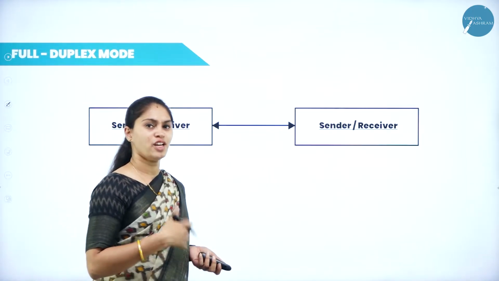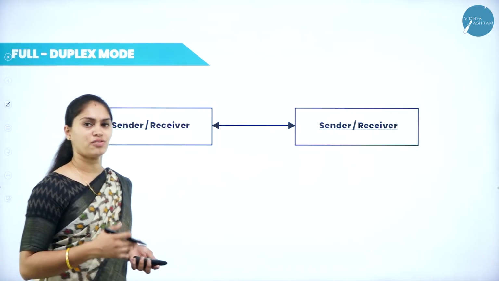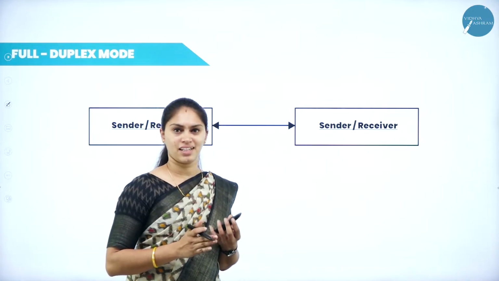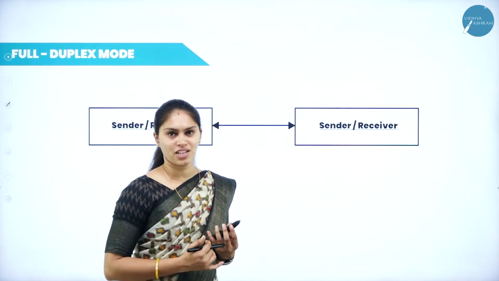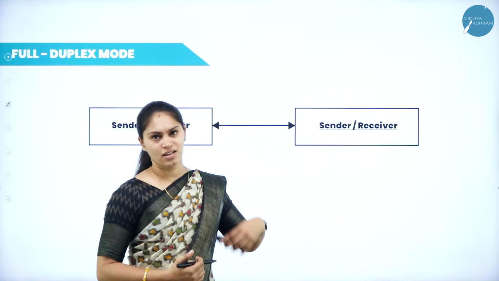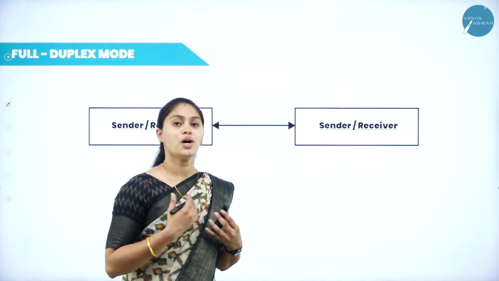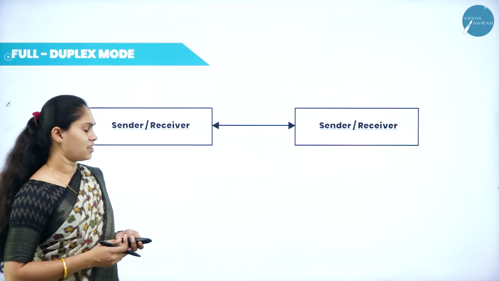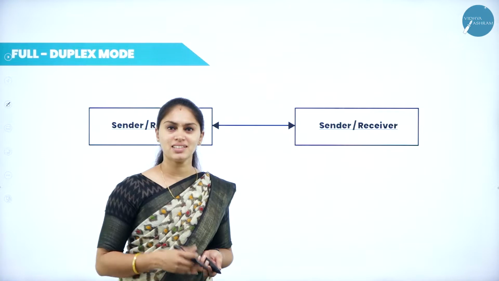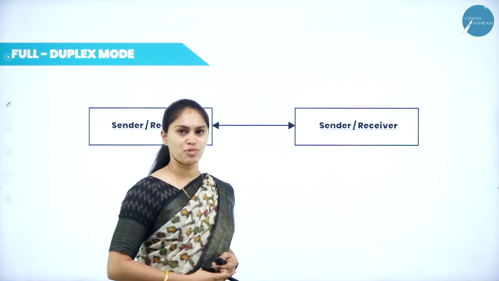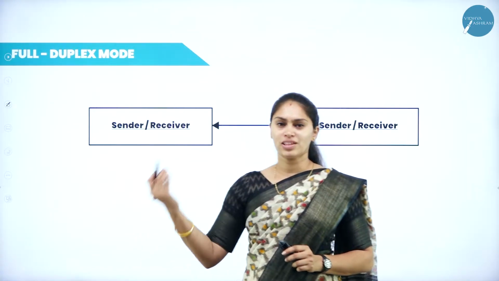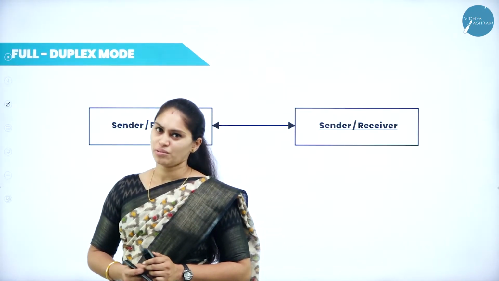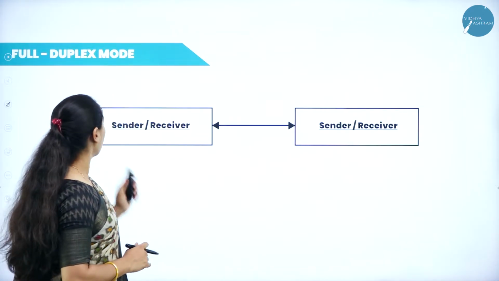So next, what do we have? Full duplex. Here the transmission of data and information between sender and receiver takes place simultaneously. For example, your phone conversation. The caller can talk, and the person called can also talk. Both have a conversation simultaneously. So a mobile conversation is the best example for full duplex mode. When the transmission of data takes place in both directions simultaneously, we consider that kind of transmission mode full duplex mode.